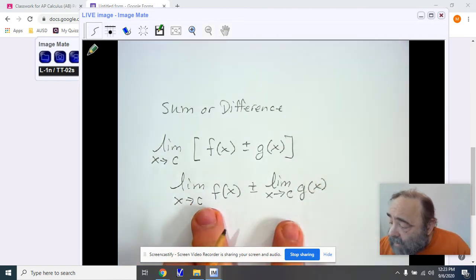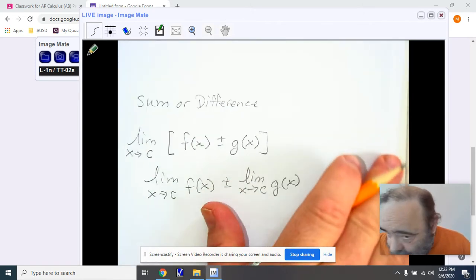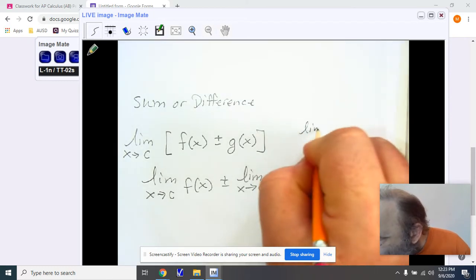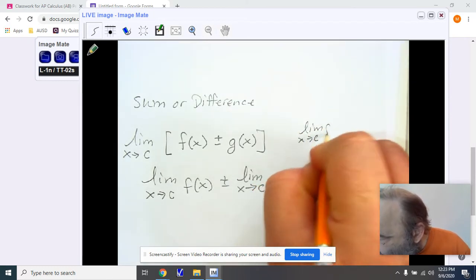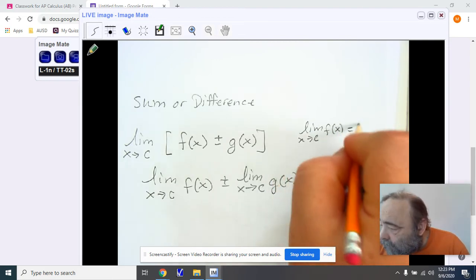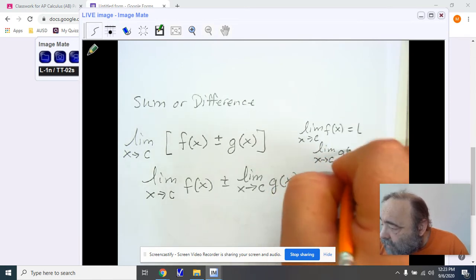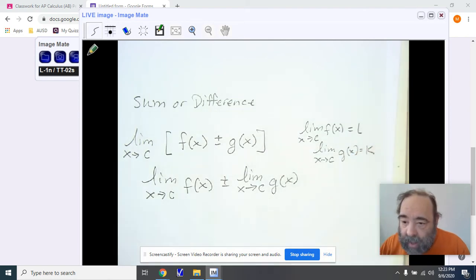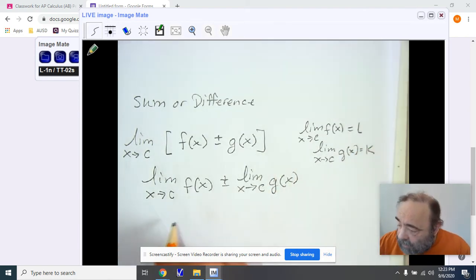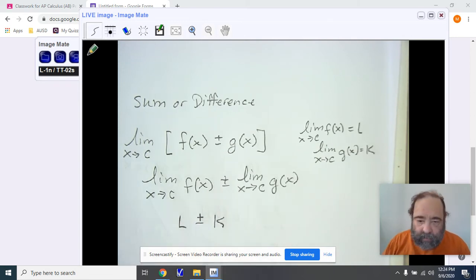And we already know what these are. We saw them from our basic information. Let's just remind ourselves over on the side. The limit as x approaches c for f of x, we said was L. And the limit as x approaches c for g of x, we said was k. And because of that, by direct substitution, I have L plus or minus k.